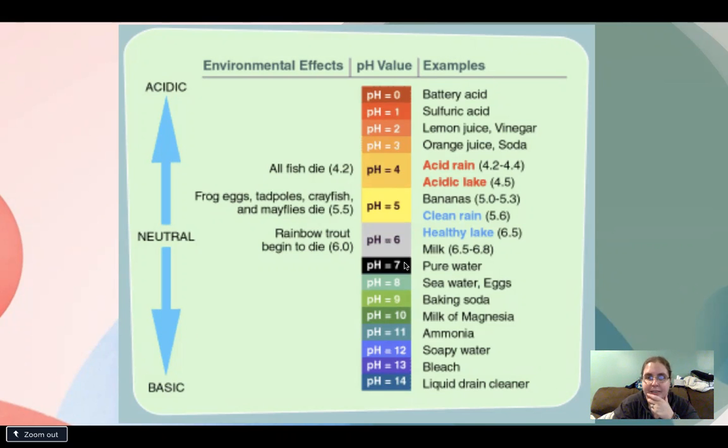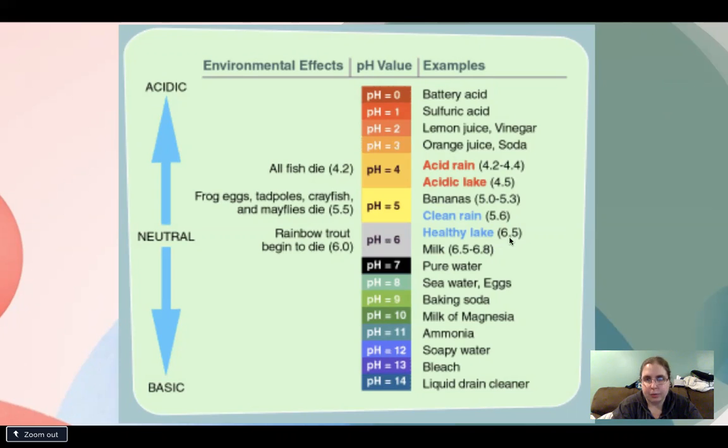So again, 7, pure water. Now, no lake is going to have pure water. When we talk about pure water, we're talking about just H2O. But there's always going to be other sediments, minerals, anything like that within a lake, so that's going to affect its pH. Milk is about 6.5 to 6.8. A healthy lake is around a pH of 6.5, so it's slightly acidic, mostly because of all the living organic material.